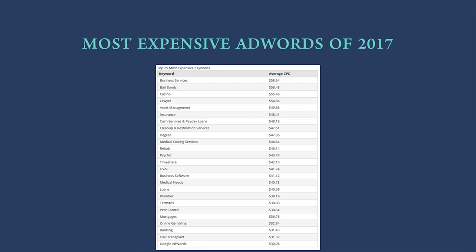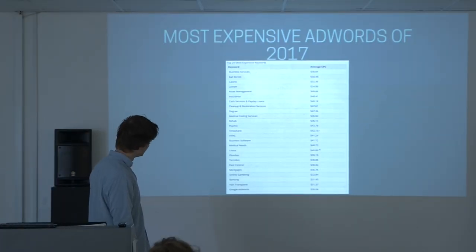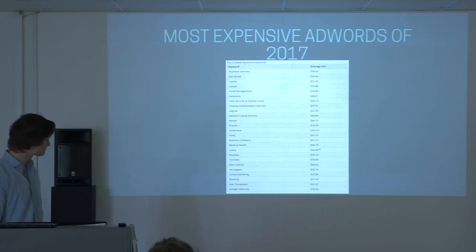So business services, bail bonds, casino, lawyer, asset management, insurance, cash service and payday loans, cleanup and restoration services, degree, medical coding service, rehab, psychic, timeshare, HVAC, business software, medical needs, loans, plumber, termites, pest control, mortgages, online gambling, banking, hair transplant, and the word Google AdWords itself. So the prices vary from $58 to $30 at the bottom.